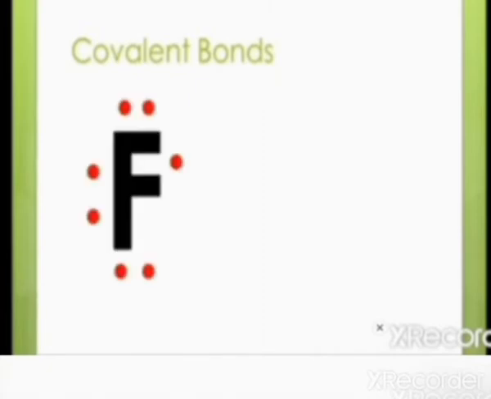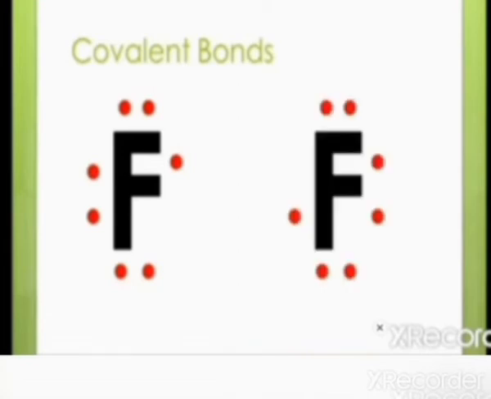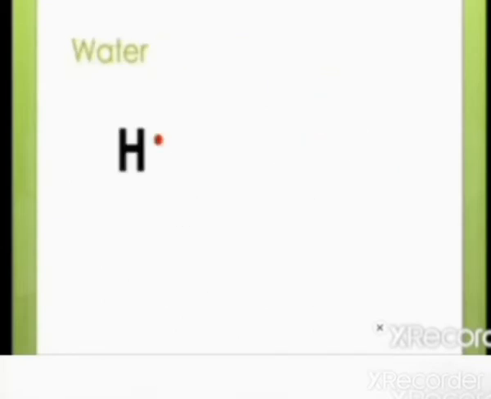Now let us try another example, the fluorine molecule. Fluorine has 7 electrons in its outermost shell. It requires 1 electron to complete its octet. Here is another fluorine. To become stable, both fluorine atoms will share their electrons in their valence shell, so that both the fluorine atoms have 8 electrons in the valence shell, and fluorine becomes stable as an F2 molecule.